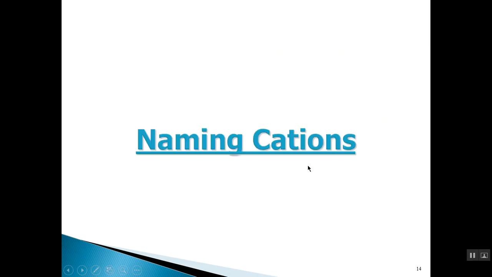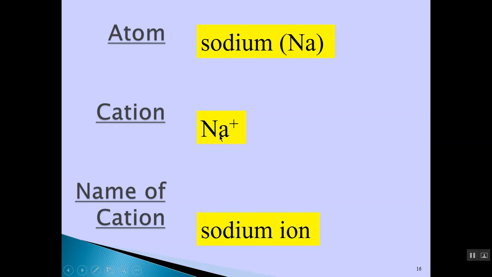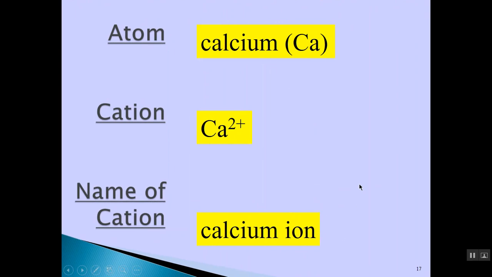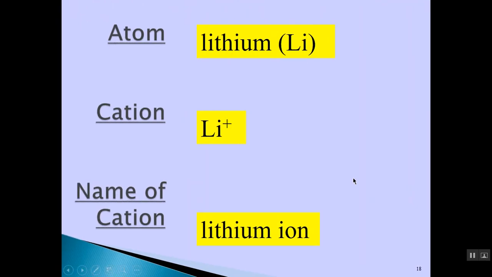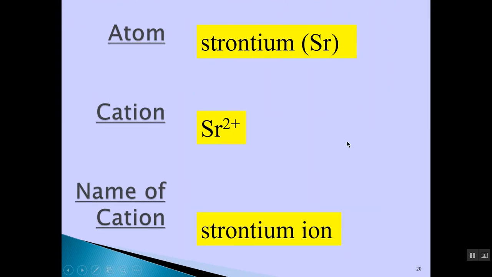Okay, how do we name cations? It's very simple. It's basically the same name as their parent atoms. So for example, the sodium ion, which is formed from the sodium atom, is called the sodium ion. The ion that is formed from the calcium atom is called the calcium ion. The ion that is formed from the lithium atom is called the lithium ion. The ion that is formed from the magnesium atom is called the magnesium ion. The ion that is formed from the strontium atom is called the strontium ion, and so on. So it's not complicated. Basically, the name of the cation is the same as the name of the atom from which it is formed.